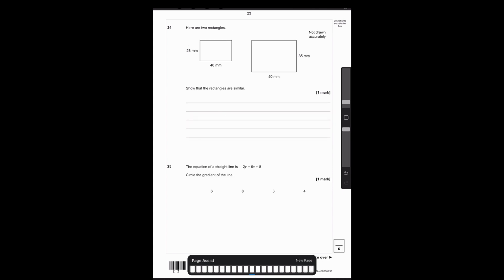Question 24 says to show that the two rectangles are similar. To do this, we need to show that they have been multiplied by the same number. Comparing the same sides, we get 28 divided by 35, which is 0.8. And we can do 40 divided by 50, which also equals 0.8. So they have the same scale factor.